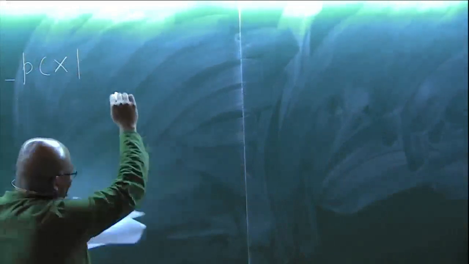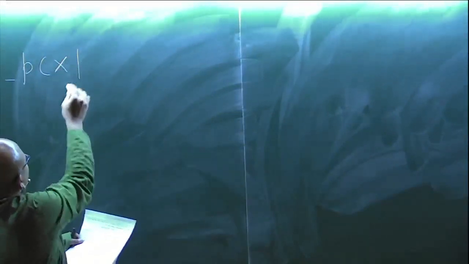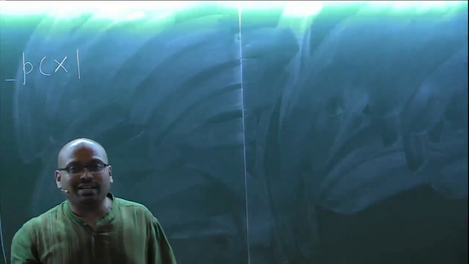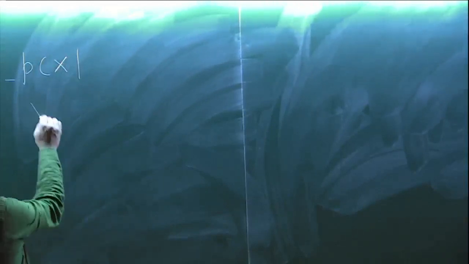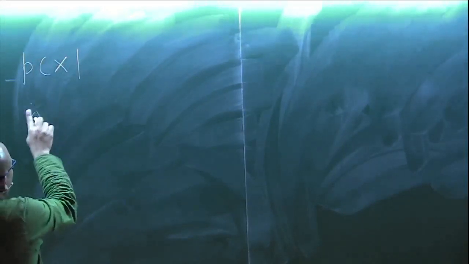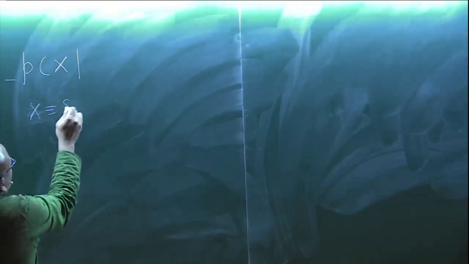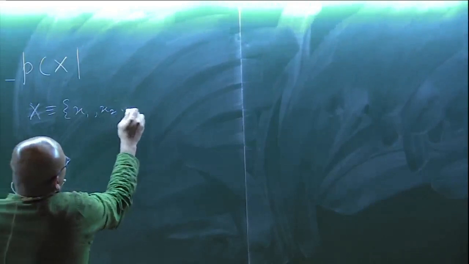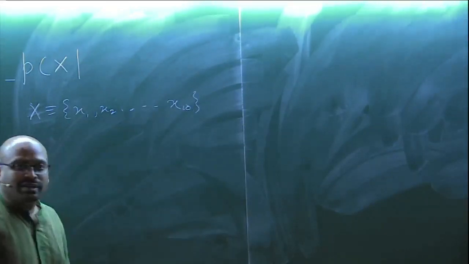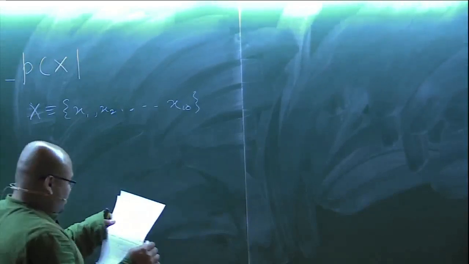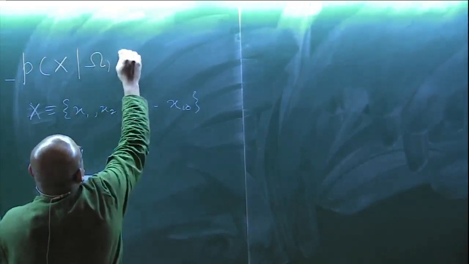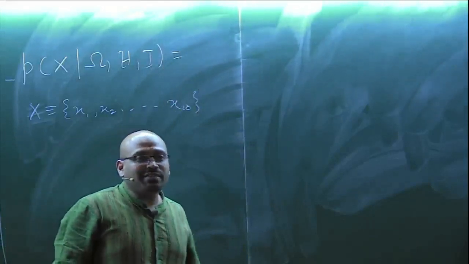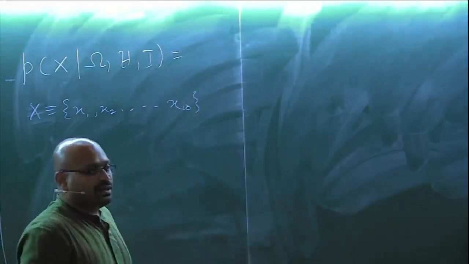The likelihood, and this X is all the gravitational wave data that we have obtained. So maybe there have been 10 binary neutron star detections. So X is the set of all these detections, X1, X2 up to X10. Fine? And these are independent detections. So if these are independent detections, then for the probability of X given omega, H, I, what would happen to this particular probability? These would factorize.